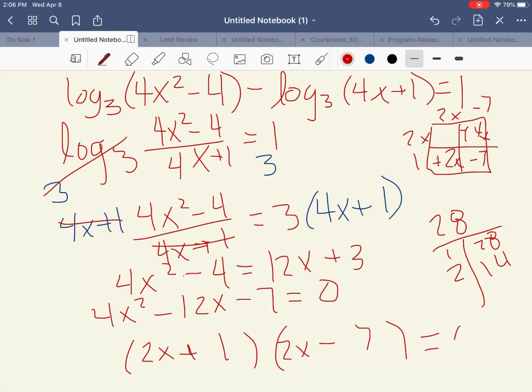Set both of these equal to 0 and solve. But remember, you cannot have a negative inside the log. So since we cannot have a negative, when I solve 2x plus 1, I get negative 1/2. That cannot be a solution. So the only solution, when I solve 2x minus 7, I get 7 over 2. So x has to be equal to 7 over 2 because I cannot get this negative right here. Negative 1/2 cannot be a solution. Alrighty.